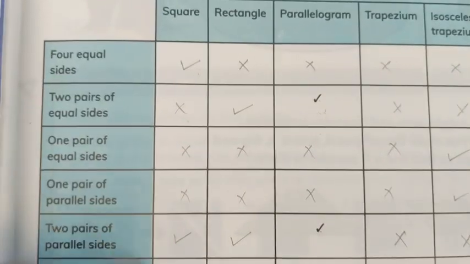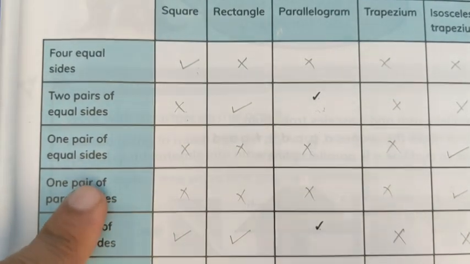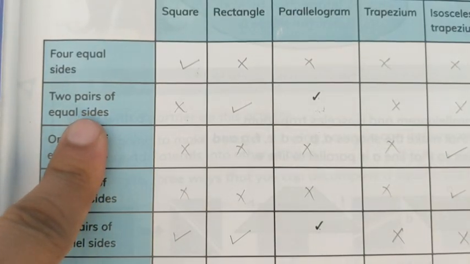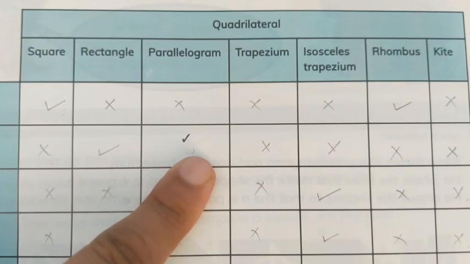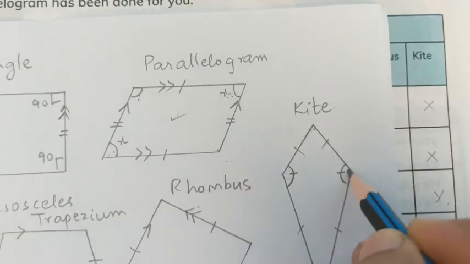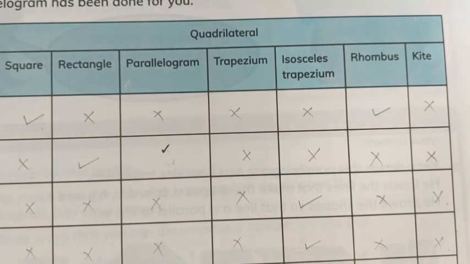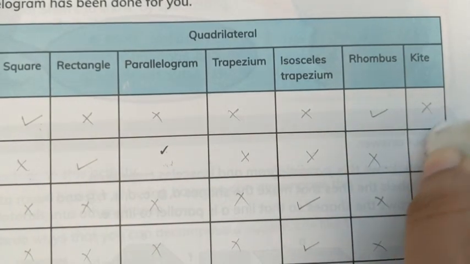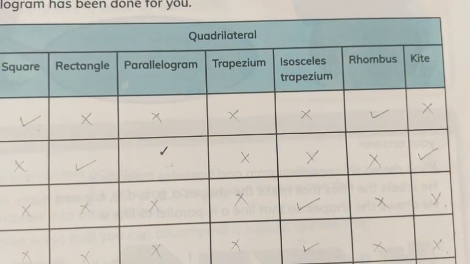Okay students, we missed one thing over here when we talked about one pair of equal sides. It was just a rhombus and an isosceles trapezium. But when we talked about two pairs of equal sides, it's not just a rectangle and a parallelogram. In a kite, we have two pairs of equal sides as well. Like these two sides are equal to each other, one pair, and the other pair is also equal to each other. So in a kite also, we have two pairs of equal sides. So tick mark here. Okay, just make a correction. We have two pairs of equal sides in a kite as well.